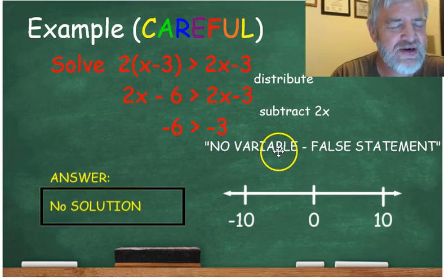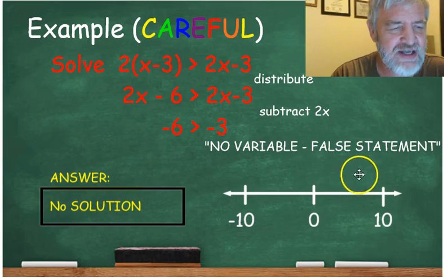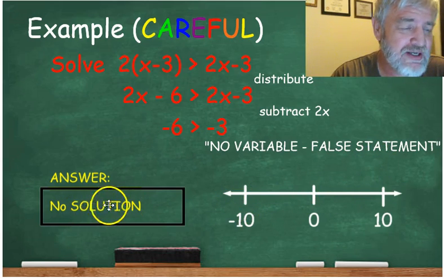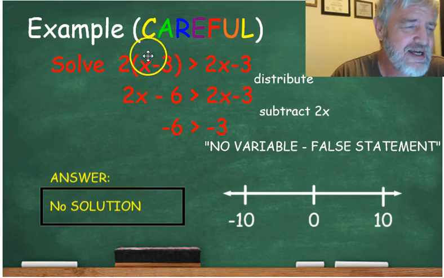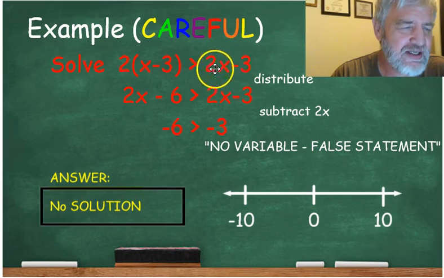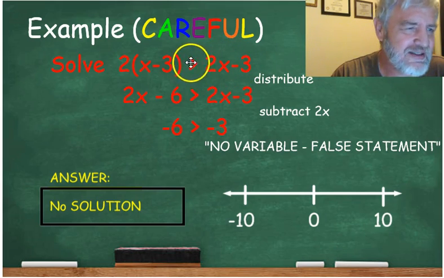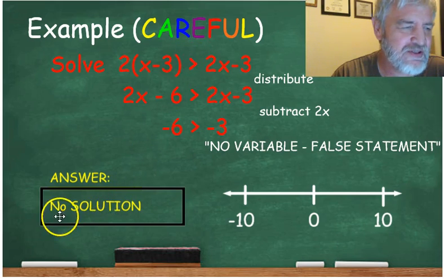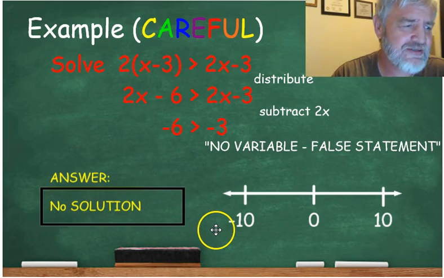So when you have no variables left and it's a false statement, the answer is there's no red line here. There is no number that we could stick in for the original x. The left will always be smaller than the right. It'll never be bigger than, which is what the symbol here is asking us to begin with. So the answer is that there is no answer here.